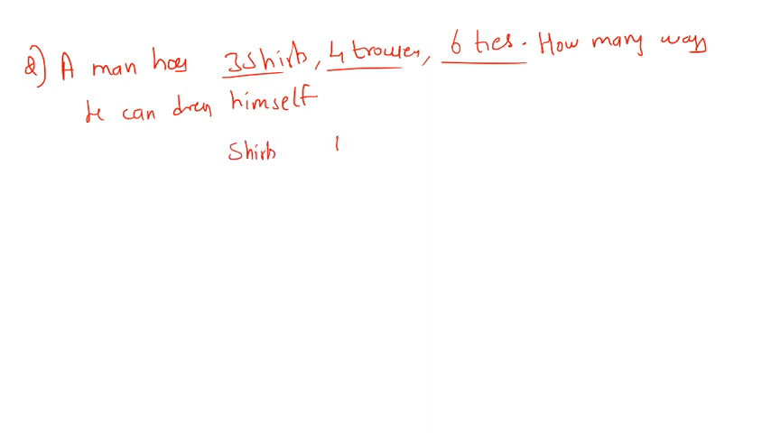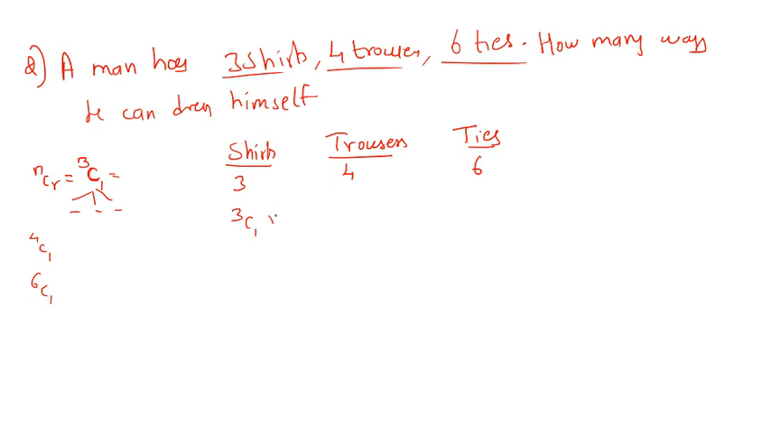There are shirts, trousers and ties. 3 shirts are there, 4 trousers are there and 6 ties are there. Now what happens here? nCr. N means number, total. Imagine there are 3 shirts. Now I'm going to wear only one shirt at a time, right? So out of these three, I can wear any one. So the answer will be 3C1. Now at the same time, the trousers will be 4C1 and the tie will be 6C1. So here, 3C1 into 4C1 into 6C1.